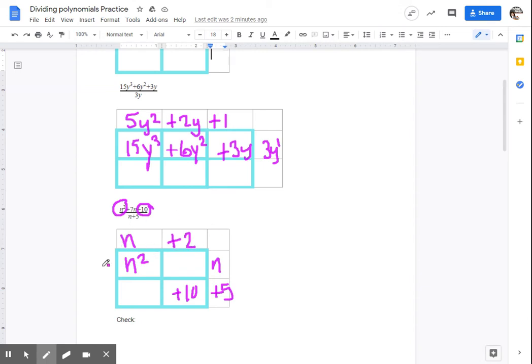So supposedly this right here is going to be our quotient, but we have to double check our work. The way that we're going to double check our work is by multiplying and figuring out what this is. So this is 2n and this is 5n. So right here where it says check, you're going to add the 5n plus the 2n, because remember we always combine our like terms diagonally, and see if that equals 7n, which it does, and that matches right here. So then yes, this is the quotient, and it divides evenly.